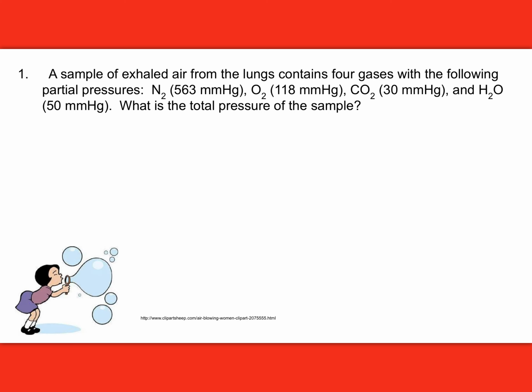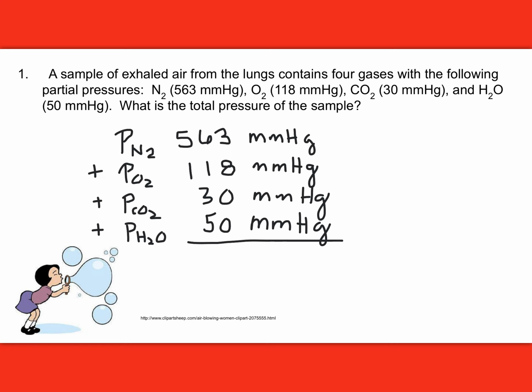One of the simplest types of questions you'll see related to Dalton's law is something like this one. A sample of exhaled air from the lungs contains 4 gases along with the following partial pressures: nitrogen at 563 millimeters of mercury, oxygen, carbon dioxide, and water, and their partial pressures are provided. And the question is, what is the total pressure of the sample? So here I've written all of the partial pressures out, and all we're going to do is add them together to get a total pressure of 761 millimeters of mercury.